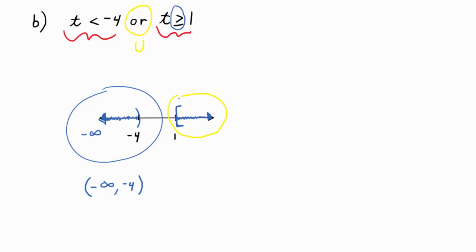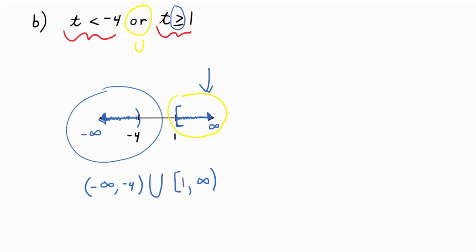And then we're going to union that with that shaded region. In fact, we're going to use the union symbol when we use interval notation. We're going to put a union right in between the two intervals. So put the union symbol in there. And then, okay, convert this guy circled in yellow to interval notation. What do you get? So 1 comma infinity, bracket, parenthesis, right? Because you never get to infinity.